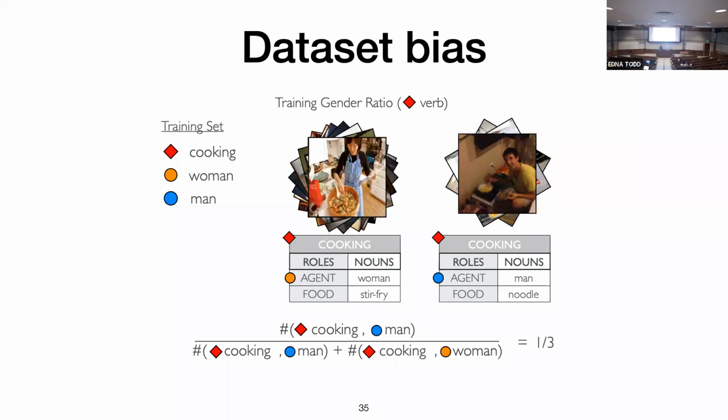We will count in the training data set how many times a verb, for example, cooking, co-occurs with male or female being the agent. We then calculate the ratio of men being the agent. So in this case, the cooking activity is largely correlated with female, so we will have a small value here.